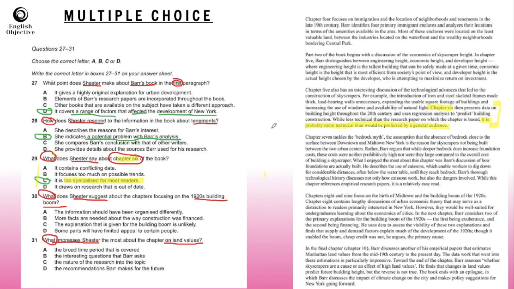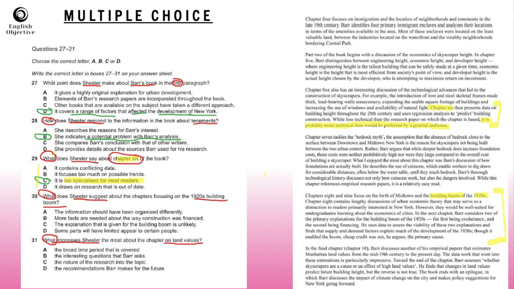What Chester suggests about the chapters focusing on the 1920s building boom. So once again, I'm going to scan the text looking for 1920s and then building boom. So scanning for the number because it's easier to find, like 1920s, you see? And the building boom. There you go. So now I'm going to read slowly and carefully the whole paragraph so that I can understand most of the information from the very beginning.